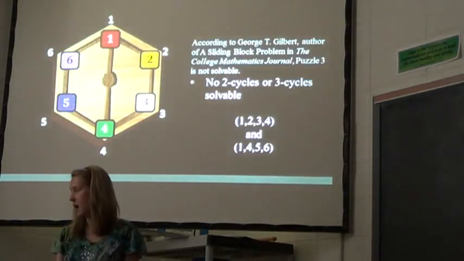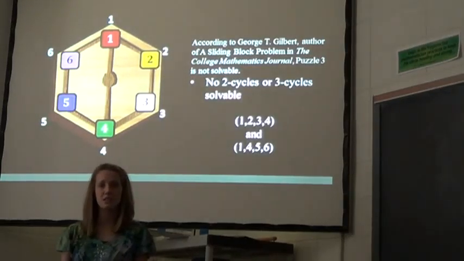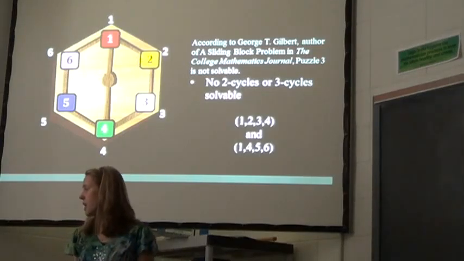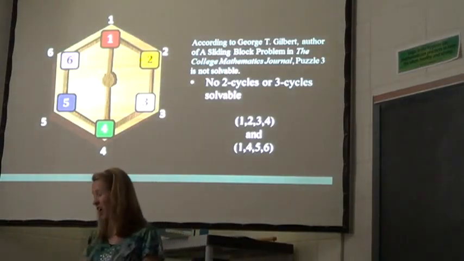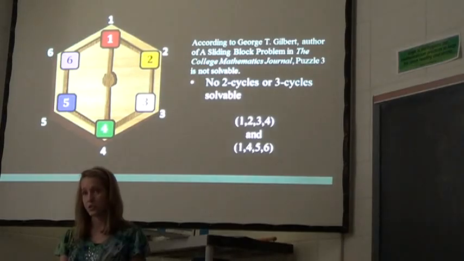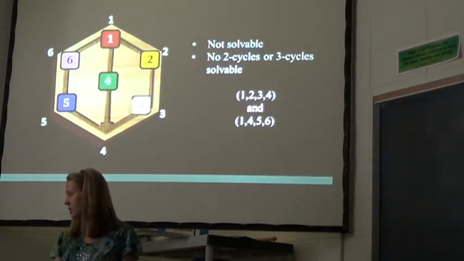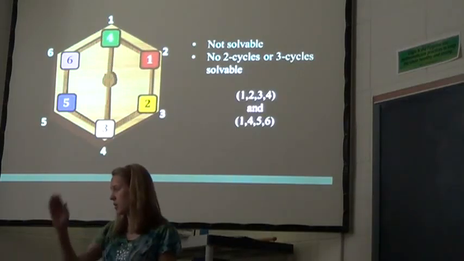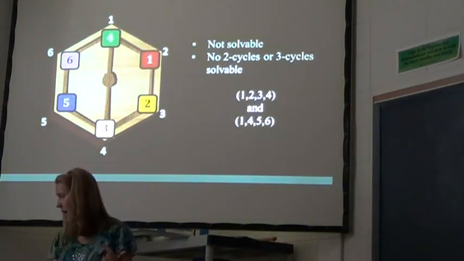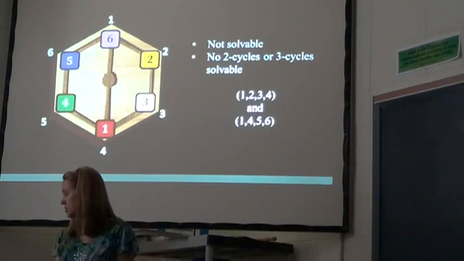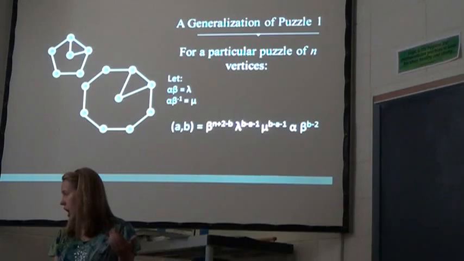Okay, and then puzzle 3, I wasn't able to get into it very much this semester because of time, but according to the paper that I referenced for this problem, it's not solvable. No 2-cycles or 3-cycles are solvable, and you can kind of see that already, that the only really possible moves are moves involving 4 blocks at a time. But again, puzzle 3 is not solvable.